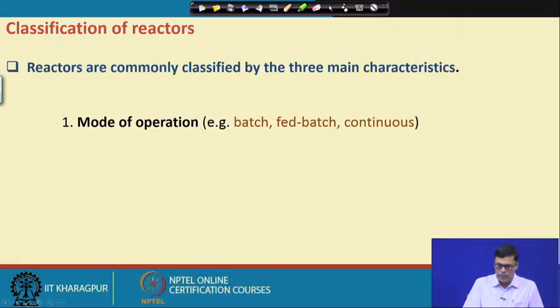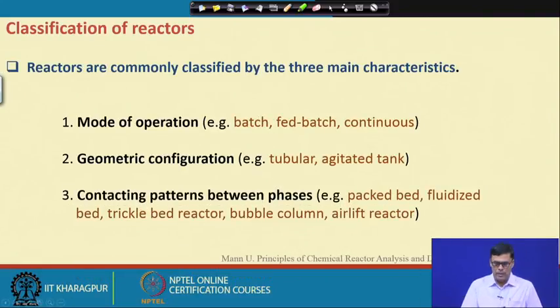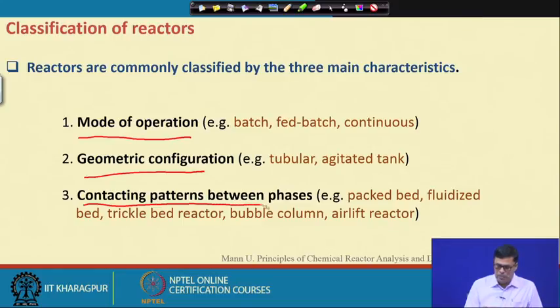Now, let us see what is the classification of the reactors. We look at the classification of the reactors; these may be classified in three different ways. One is the mode of operation, another the geometrical configuration, and the third the contact pattern between the phases. Mode of operation means we have three different modes of operation: one is called batch process, another is fed batch process, and another is continuous process.